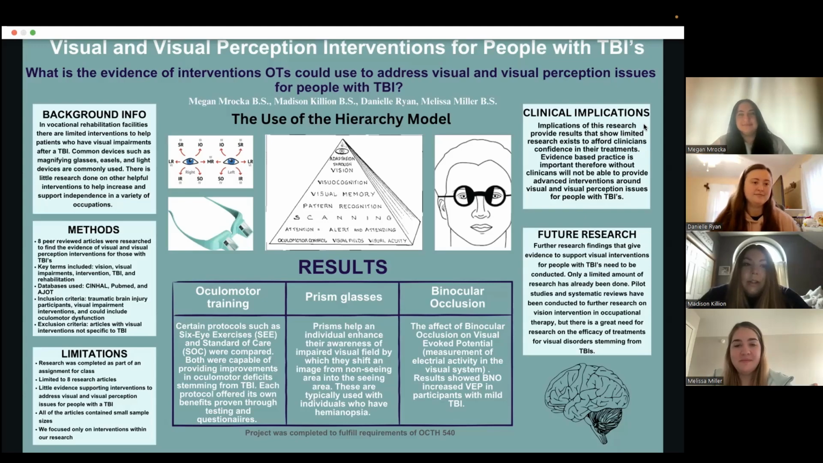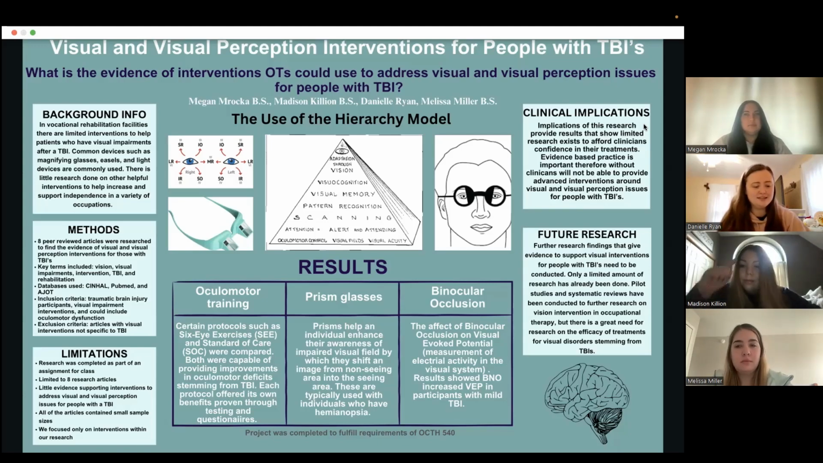And our question was, what is the evidence of interventions OTs could use to address visual and visual perception issues for people with TBIs? So a little bit of background information. In vocational rehabilitation facilities, there are limited interventions to help patients who have visual impairments after a TBI. So there are common devices that are used. These can include magnifying glasses, easels, light devices, but there's little research actually done on other helpful interventions to help increase and support independence in a variety of occupations.